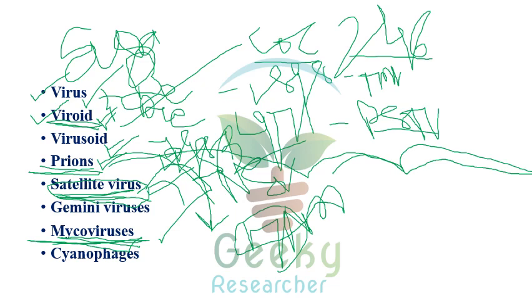So the next one is cyanophages. Cyanophages are the viruses parasitizing the cyanobacteria. Mycoviruses means viruses which infect the fungi, whereas cyanophages means viruses which infect the blue-green algae. It was first discovered by Safferman and Morris. It is very important. I have seen this question.